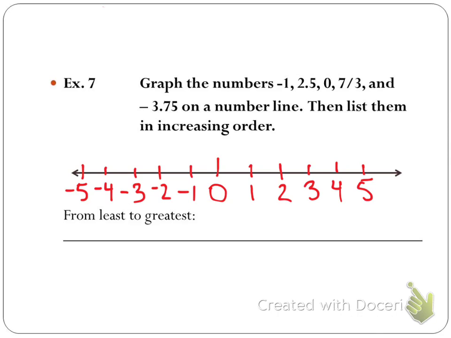So when we begin graphing them, the first one is -1. That one's pretty easy because I made a tick mark for -1. So I am going to put a point there.